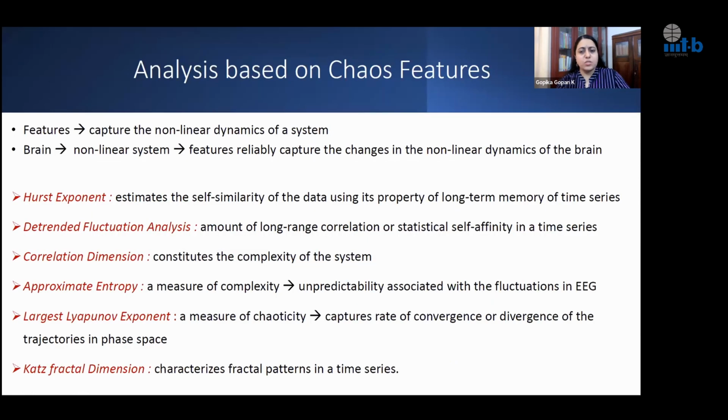So in terms of chaos analysis, our main aim is to capture the change in nonlinear dynamics of the brain. So we have used off-the-shelf features over here: Hurst exponent to estimate the self-similarity, detrended fluctuation analysis to estimate the amount of long-term correlation of the EEG, correlation dimension to estimate the complexity of the brain, the approximate entropy to estimate the complexity of the signal, largest Lyapunov exponent to estimate the chaoticity change in the system, and Katz fractal dimension to assess the fractal patterns.